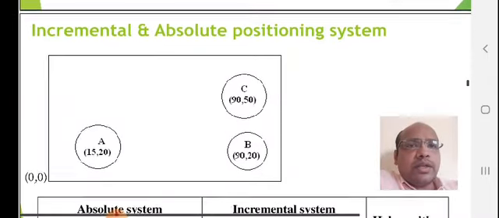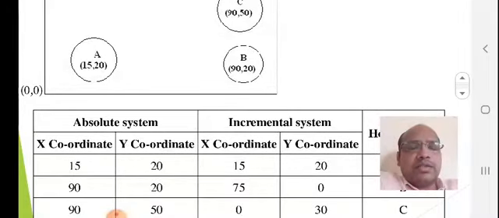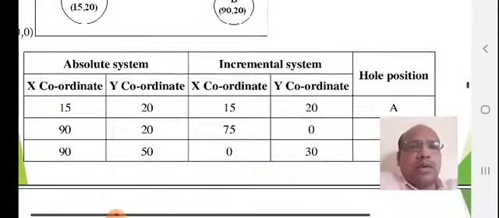Now let us see the next type, incremental and absolute positioning system. Both are very important for writing a part program. Mostly we write a part program in absolute positioning system. So what is the difference between these two, absolute system and incremental system? Let us understand this. So here one table I have shown.